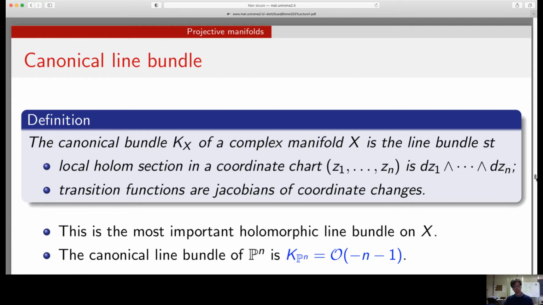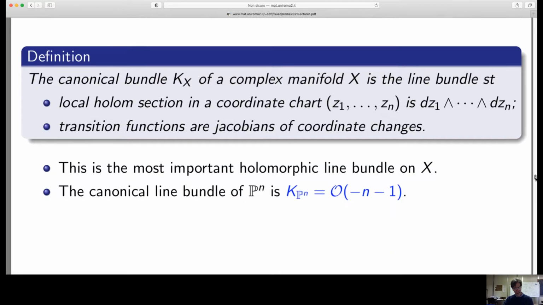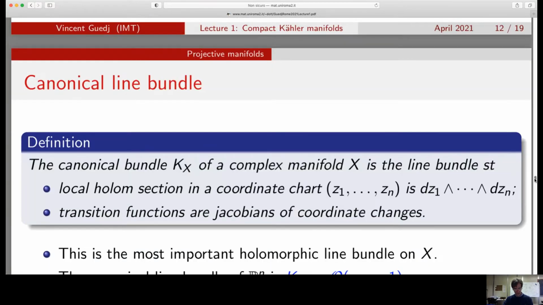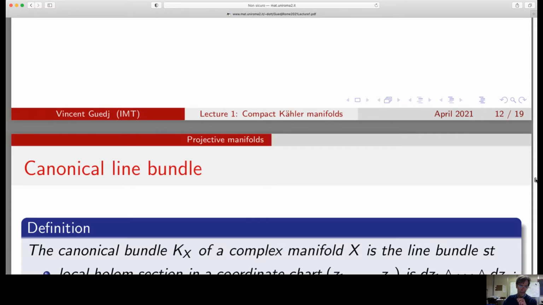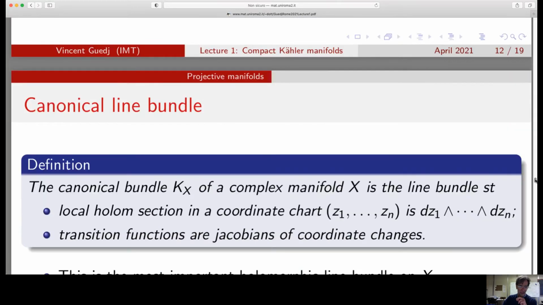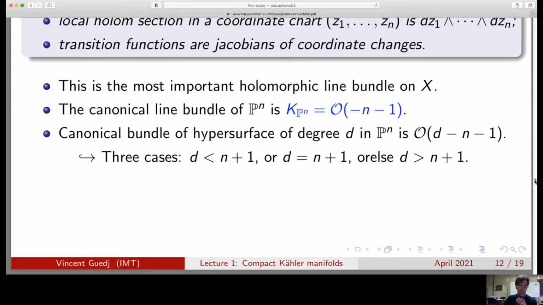In the case of Pn, for example, the canonical bundle of Pn is O(-n-1), so it has no global sections. Another example is the canonical bundle of a hypersurface of degree d, which is O(d-n-1). So if d is sufficiently large, this canonical bundle has sections and may have a lot of them, according to what is the value of d.